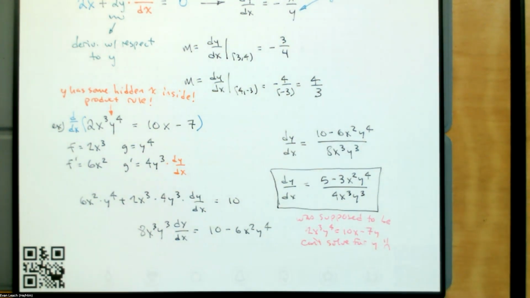All right, so that's the idea behind implicit differentiation. It's finding derivatives, it's finding dy dx, it's doing the same stuff. We just have to think, when we see that y, that it is related to x, so we think of that as having some hidden x in it.